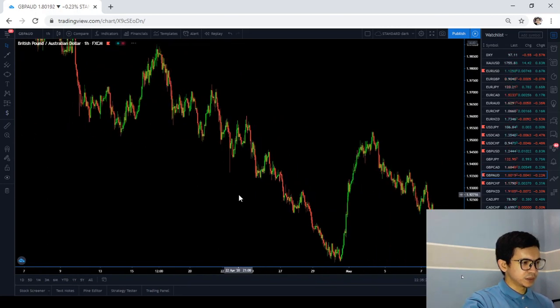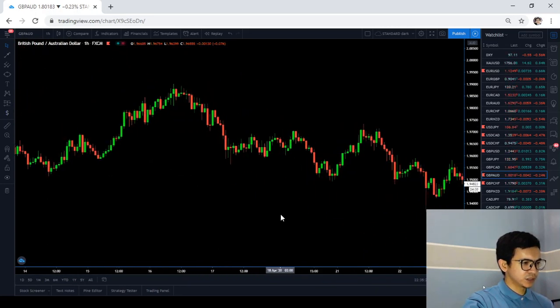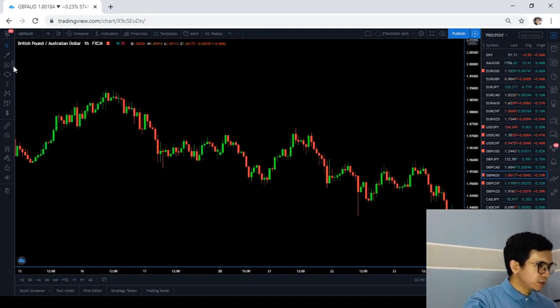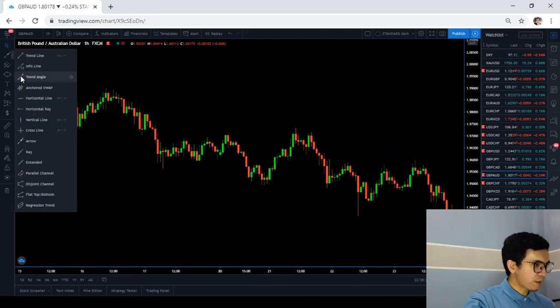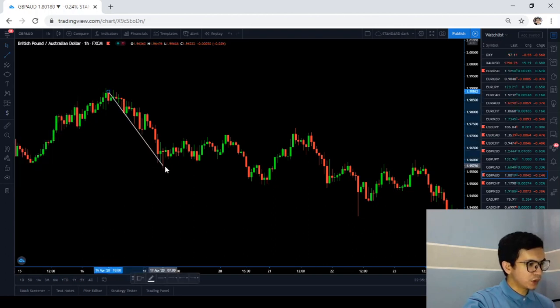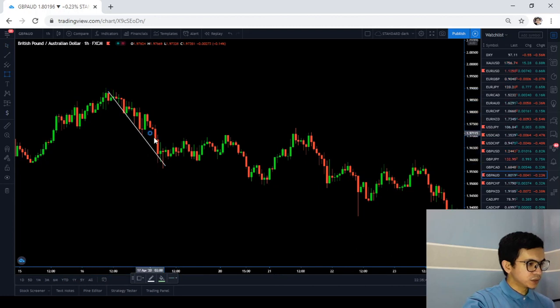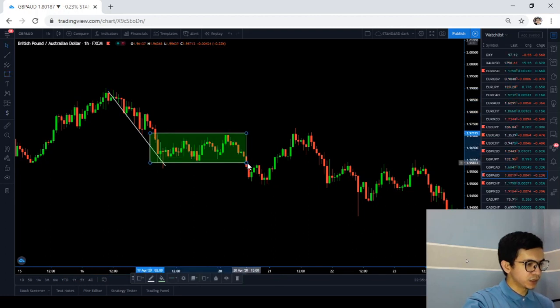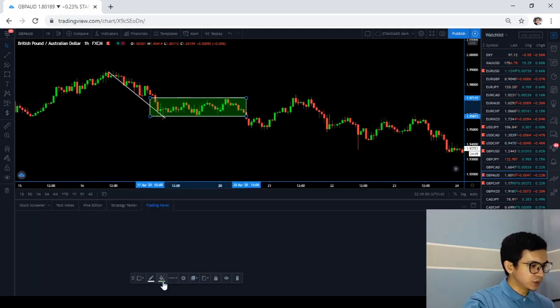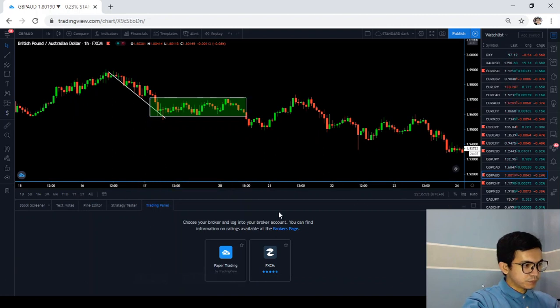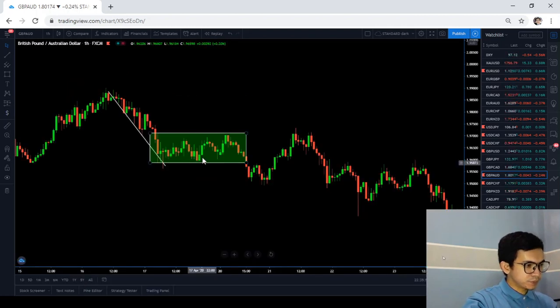Nasaan ba yung ibang setup? Ito, clear consolidation. Again, the price moved down and then formed a consolidation. This is a consolidation, right? Tama ba? This is a consolidation. So, anong gagawin ko? Wait lang. Anong gagawin ko?